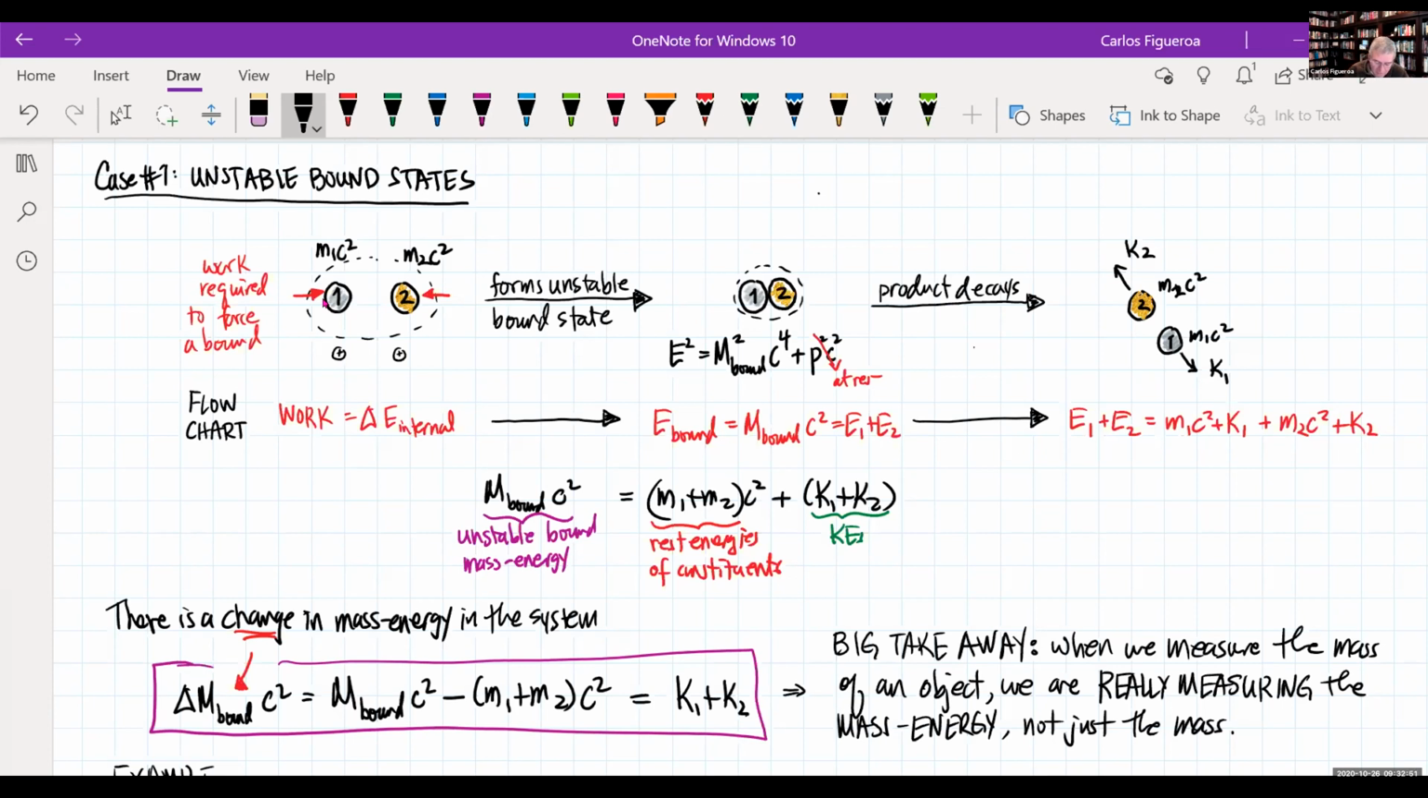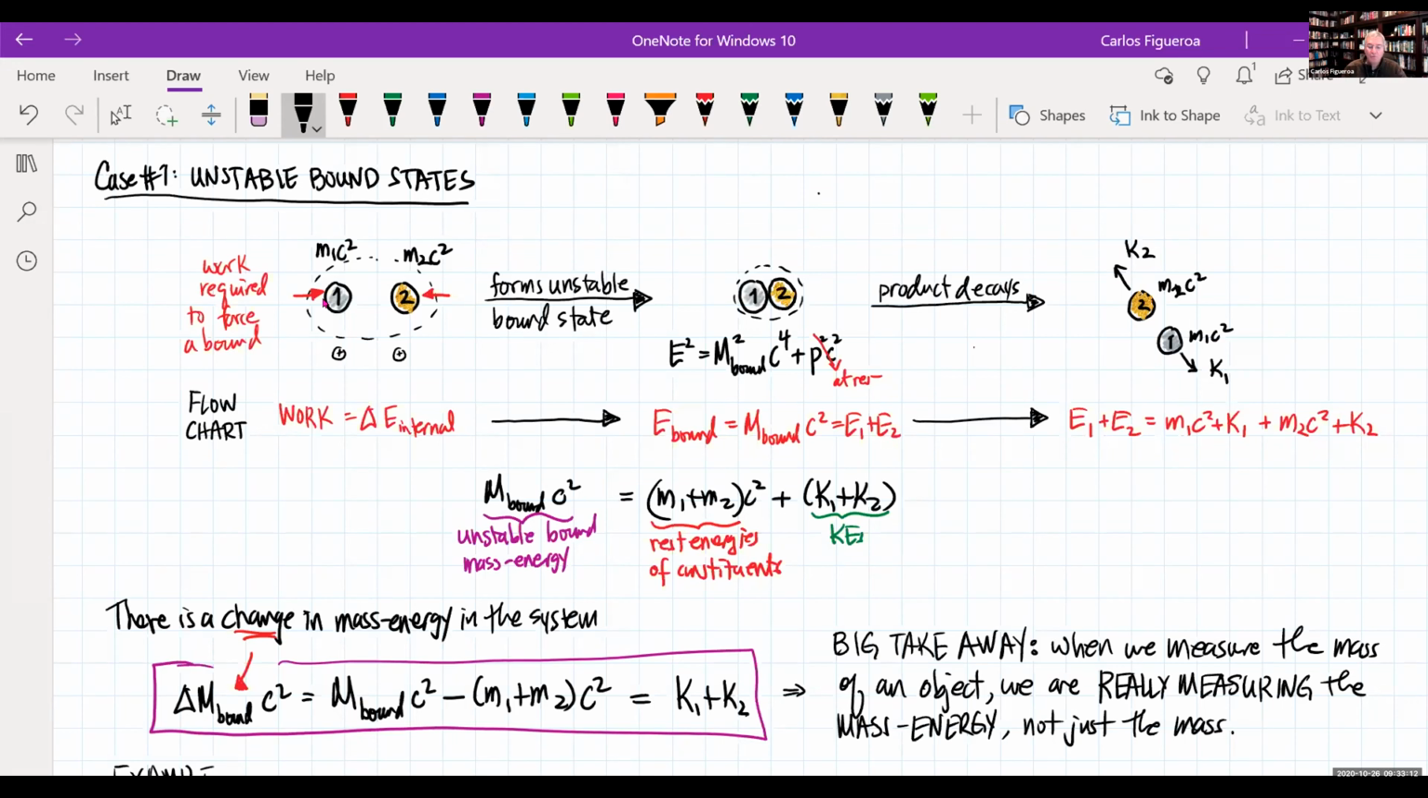So what do I got to do? I have to do work. I bring them so close together, within what are called 1 to 2 Fermis, and then the strong nuclear force takes over.